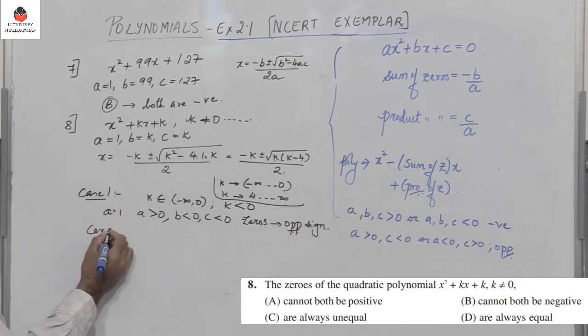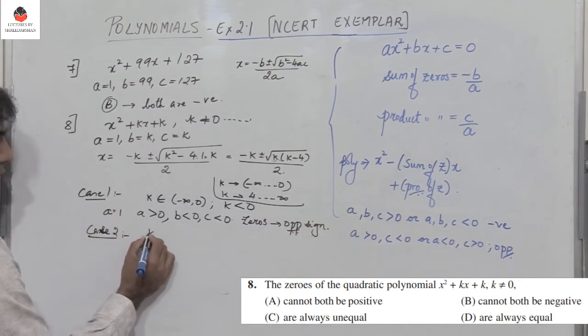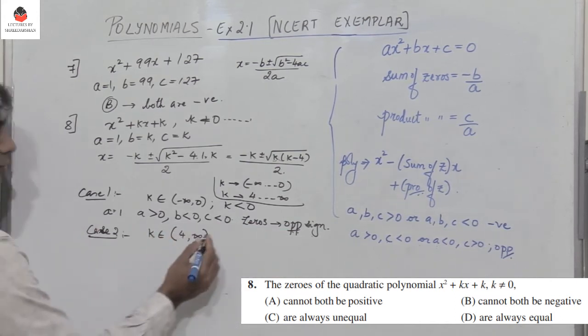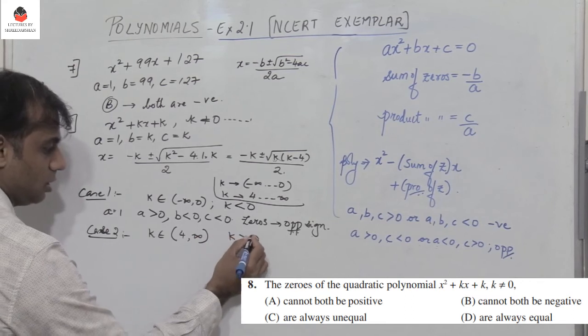Let me take case 2. In case 2, if the value of k is between 4 and infinity, we find that the value of k is greater than 0.